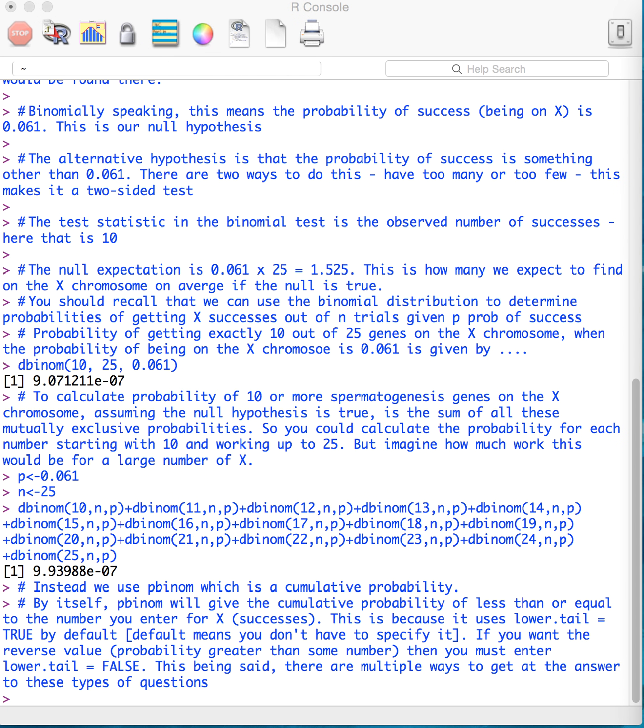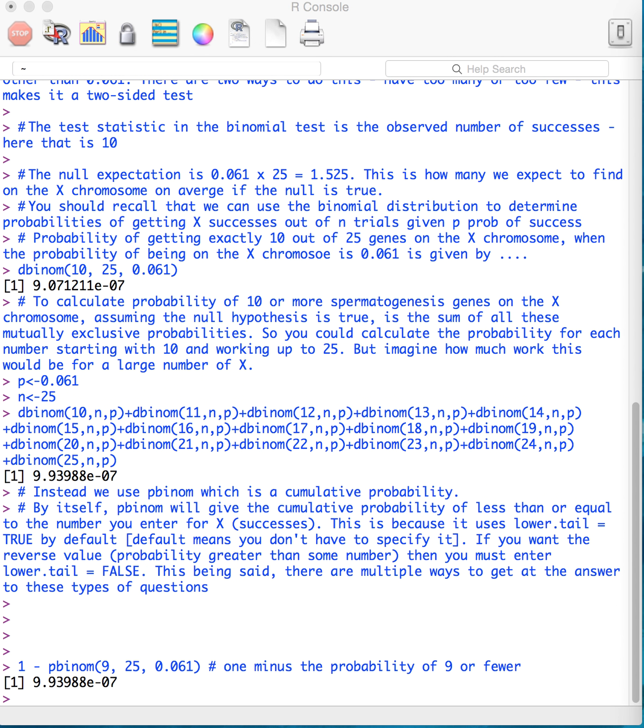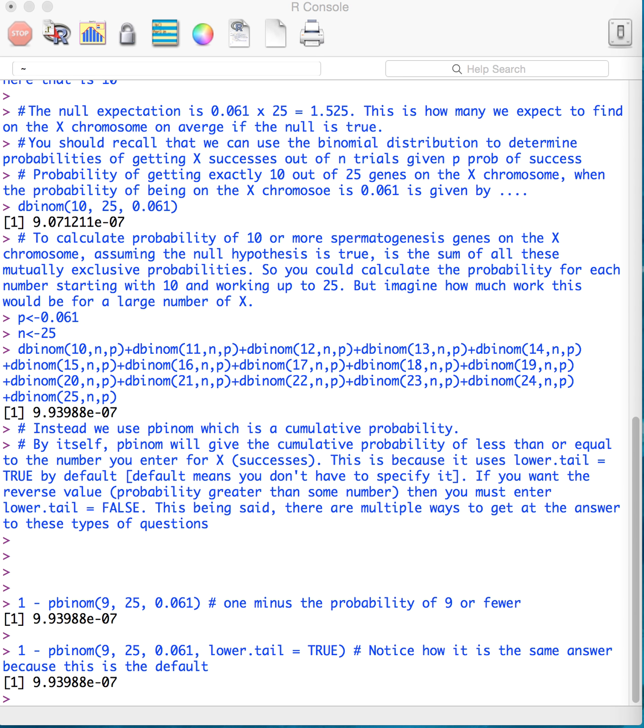Alright, so that being said, there are many different ways that you can actually get at this question. Here, one way to do this is simply 1 minus the probability of 9 or fewer. That's one way to get the answer here. Notice if we enter the line of code like this, where we are specifying lower.tail equal to TRUE, we get exactly the same value. And this is because lower.tail equal to TRUE is the default value. So even though we're not telling it up here in this line, it's doing the same thing.